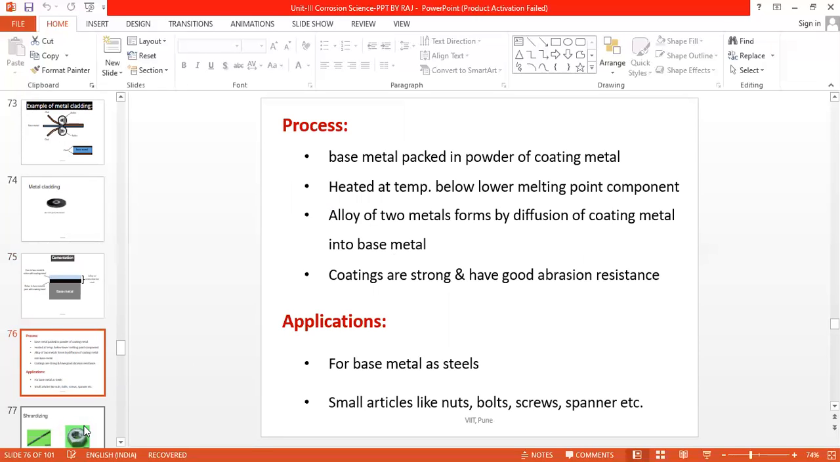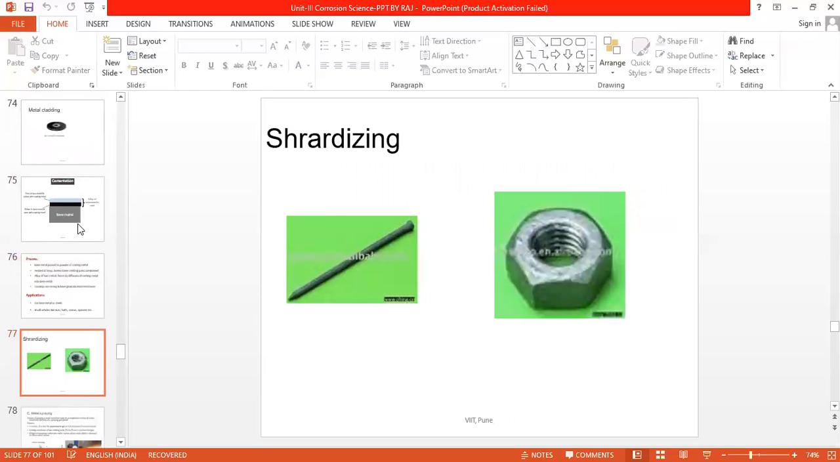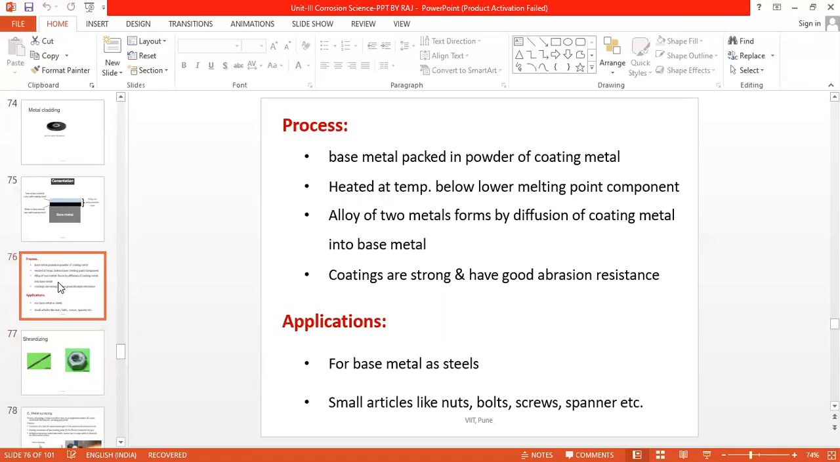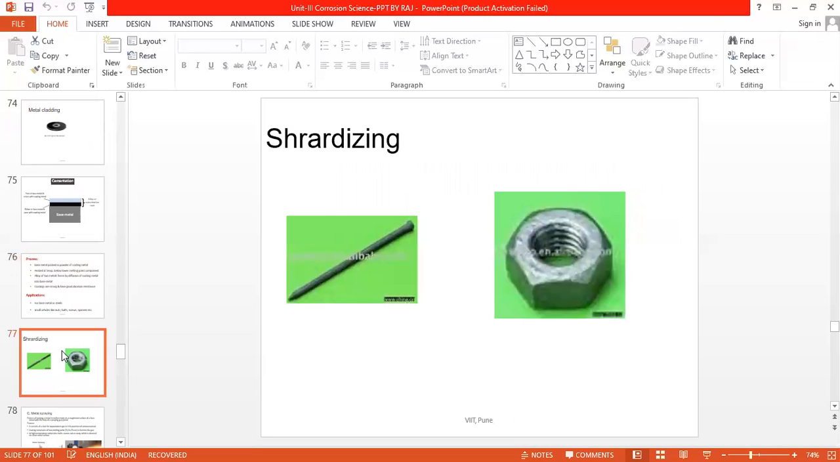The process: here the base metal is packed in a powder of coating metal and heated at a temperature below the melting point of the component elements. An alloy of the two metals forms by diffusion of the coating metal into the base metal. Coatings are strong and have good abrasion resistance. Application of this method is for steel as the base metal, for small articles like nuts, bolts, screws, spanners, etc., which are used in hardware.